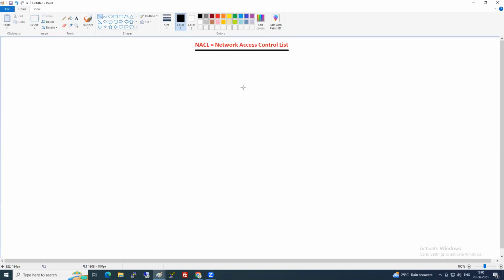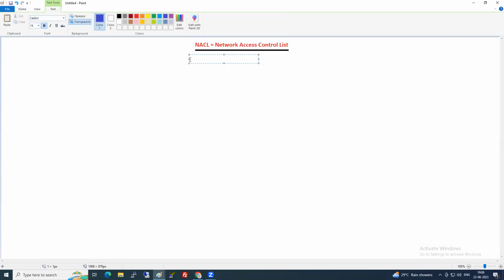EC2 instance you have. EC2 instance is secured by security group. On top of the security group, what we have? NACL. So if you want to touch a security group, whom you should touch first? So can we say it is another layer of security to the EC2 instance? Yes. So here I write, it is another layer of security to the EC2 instance.